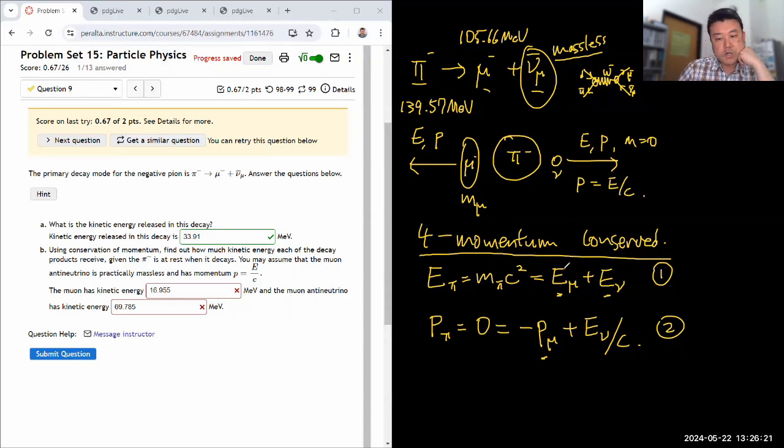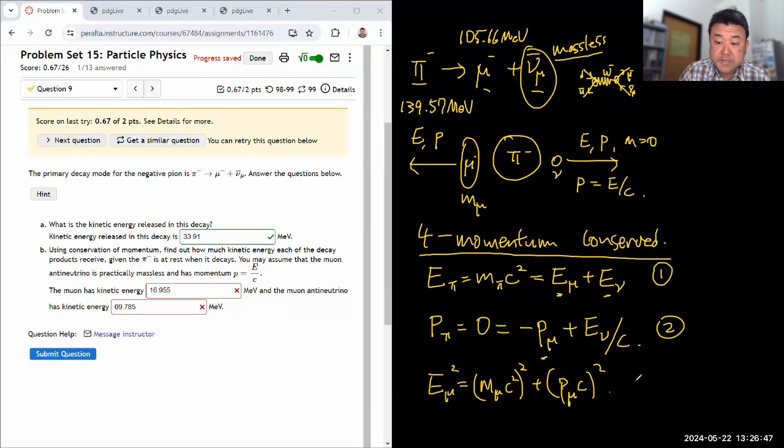And that third equation that doesn't involve any gamma factor would be this energy-momentum relationship. The energy of the muon squared has a part that's attributable to the rest energy, mass of the muon, c squared, plus the part that only comes along with the kinetic energy, momentum of the muon, c squared. So this is going to be my third equation.